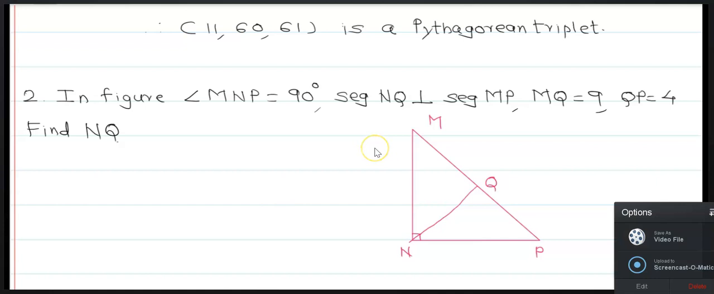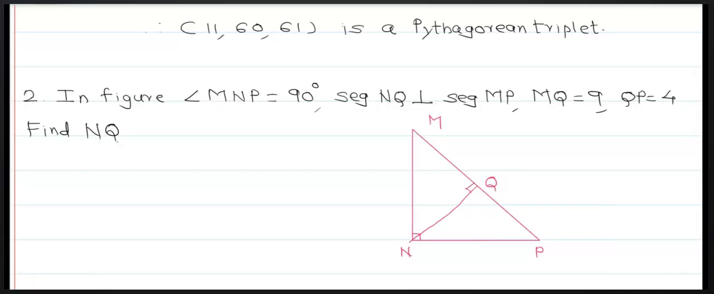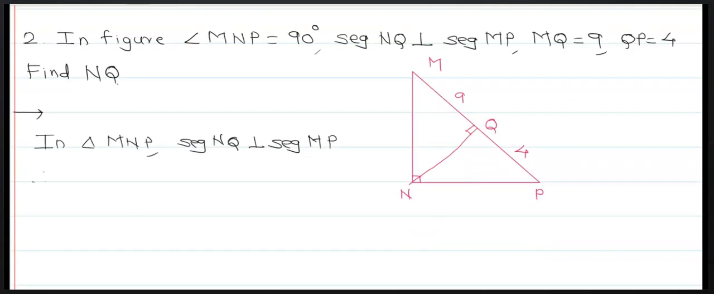Now see this figure. That is, in triangle MNP, NQ is perpendicular to MP. MQ is 9. QP is 4. Find the value of NQ by the geometric mean. In triangle MNP, segment NQ is perpendicular to segment MP. Therefore, also angle N is 90 degrees.